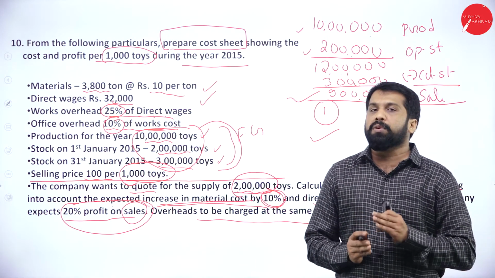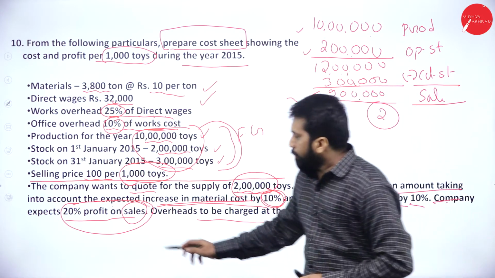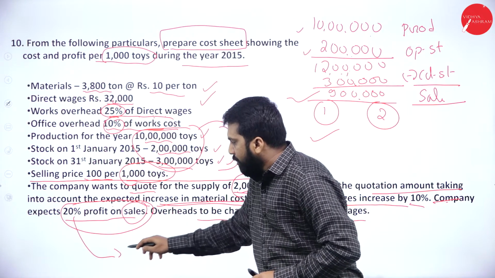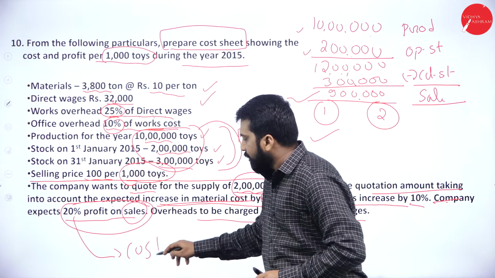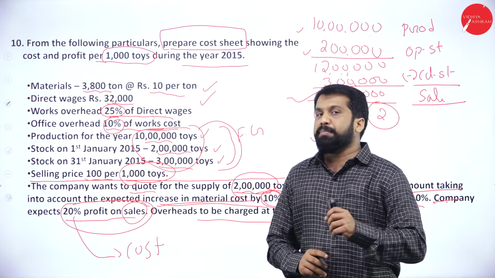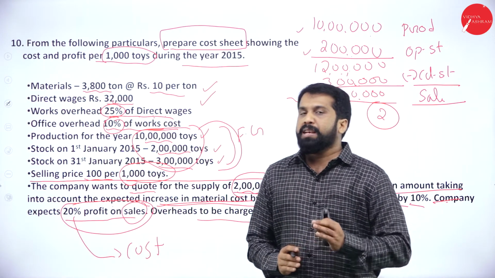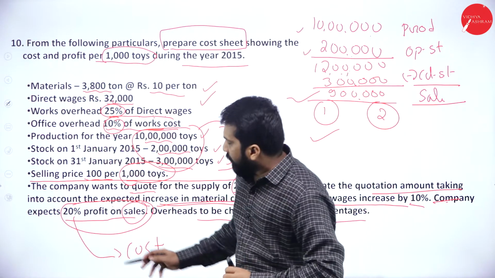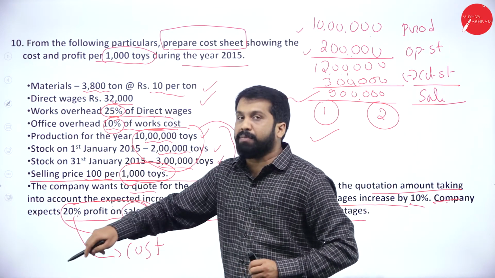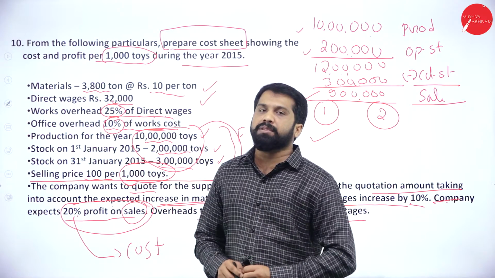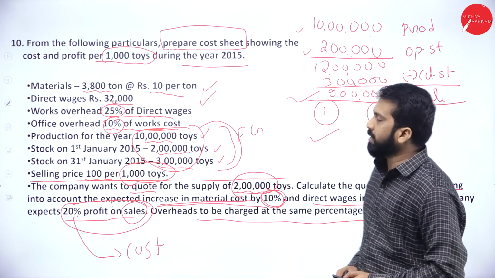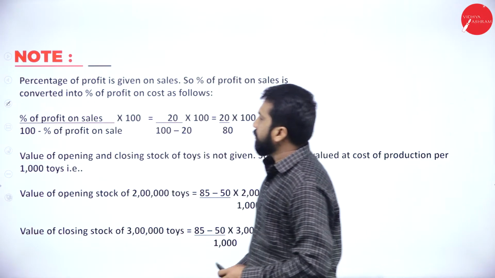If you don't know what your sales value is, then the percentage you have to convert to what? Cost. Remember this. If the selling price is given, sales into 20% is your profit. If the selling price is not given, this percentage has to be converted to cost. How to convert to cost? I'll show you the working note. So this will be your working note.